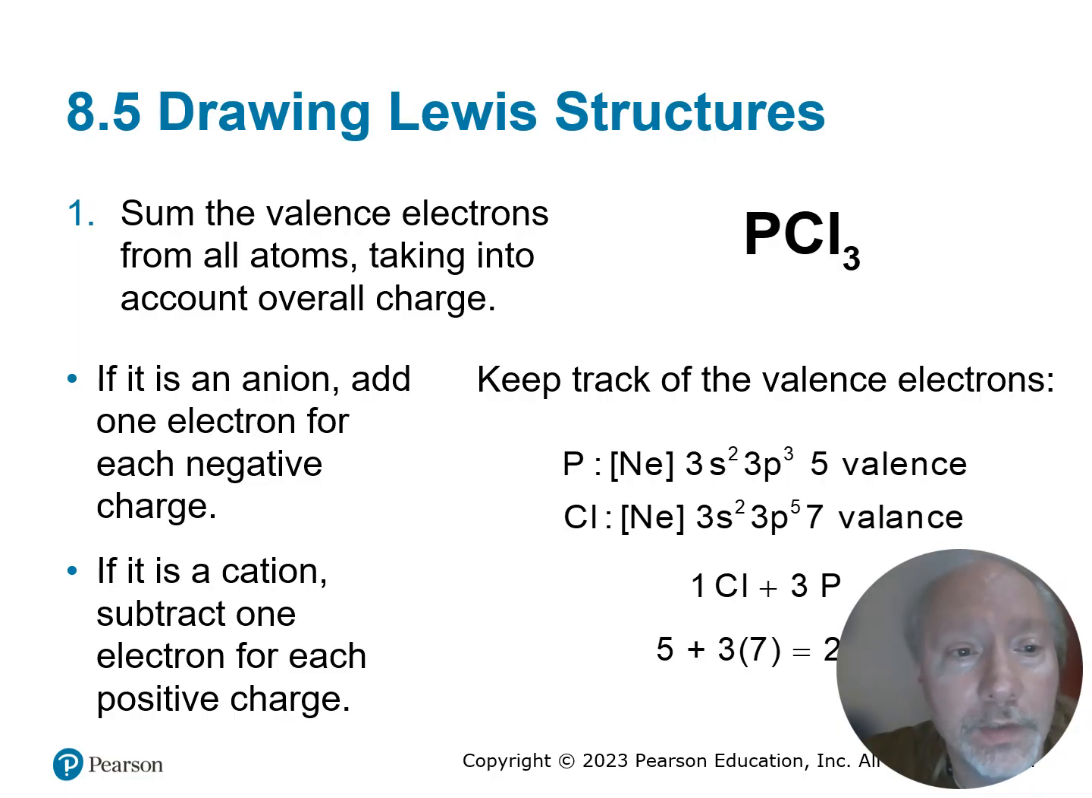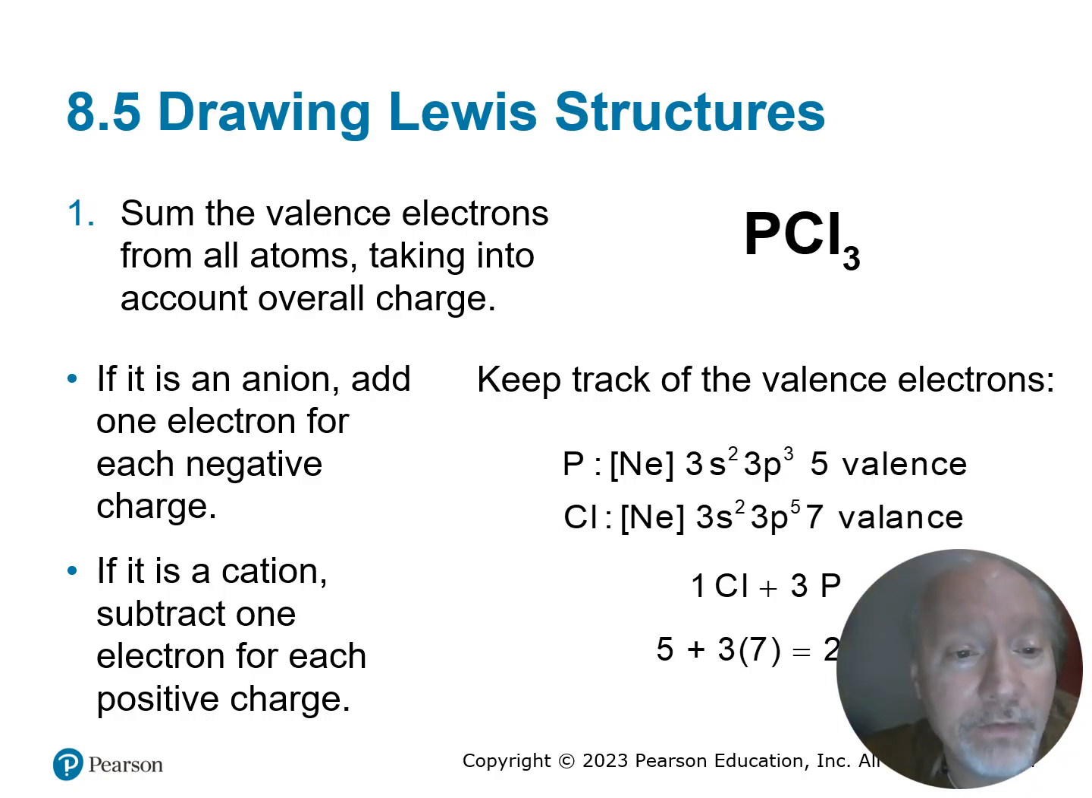We're looking at drawing Lewis structures. We just talked about ionic bonding, then we went into covalent bonding, and then we got into polar covalent bonding. And now we're into drawing Lewis structures. And this is pretty easy. We just have to make sure that we follow a formula to get there.